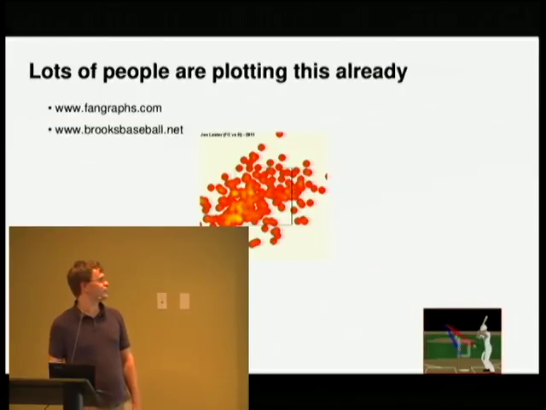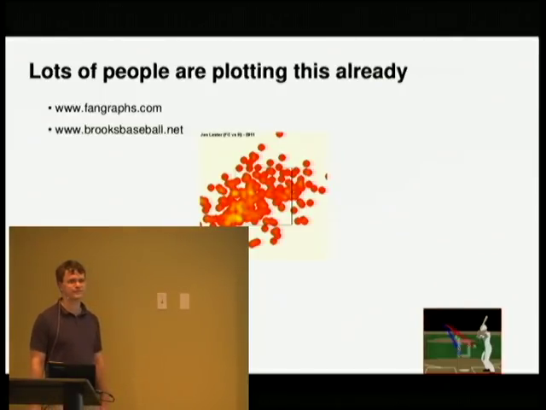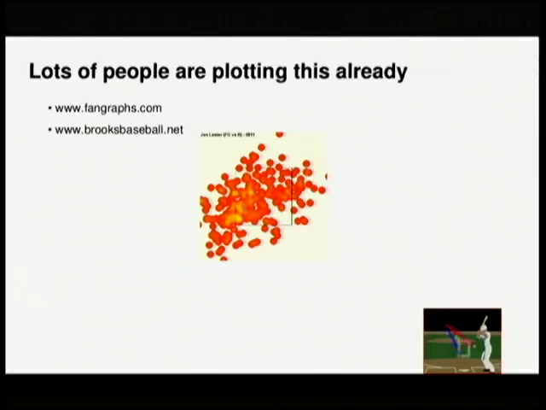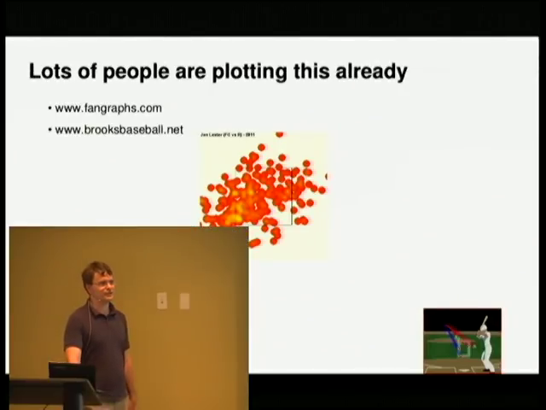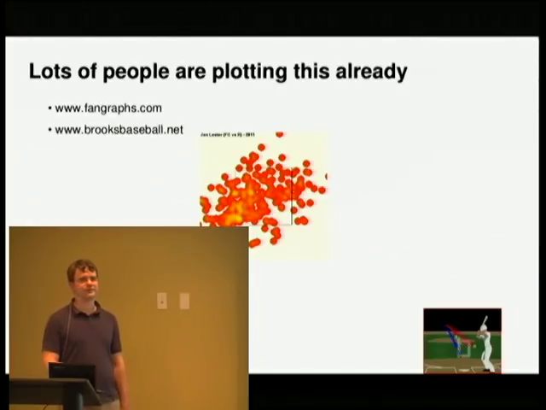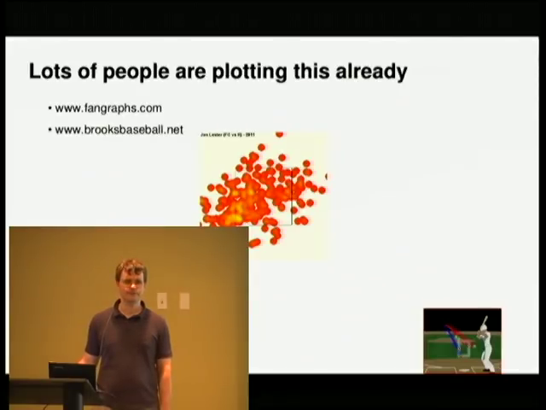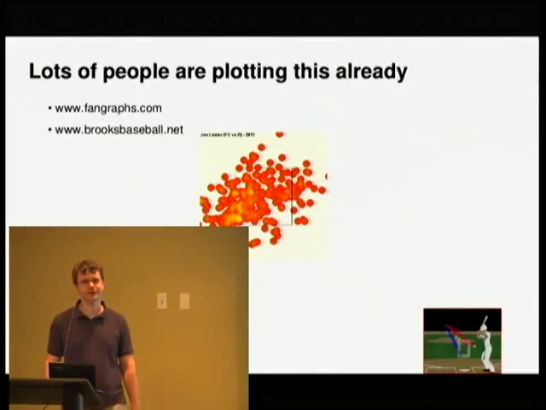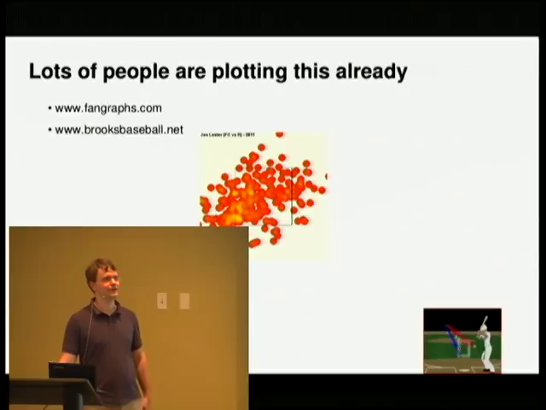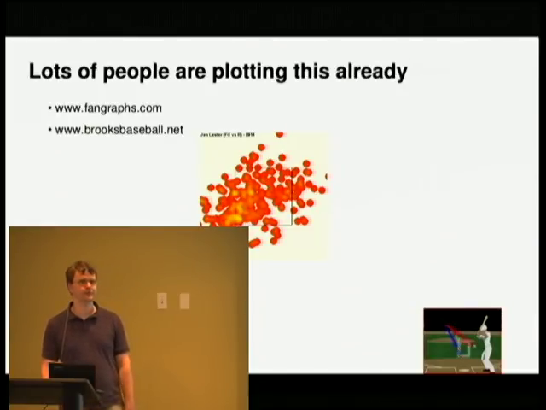So with all that, there are already websites online like Fangraphs and Brooks Baseball that do a lot of plotting of this data. If you wanted a real quick picture of what people are seeing with this stuff, you can go on those websites and get, like in this case, a heat map of the strike zone showing where the most pitches were thrown.